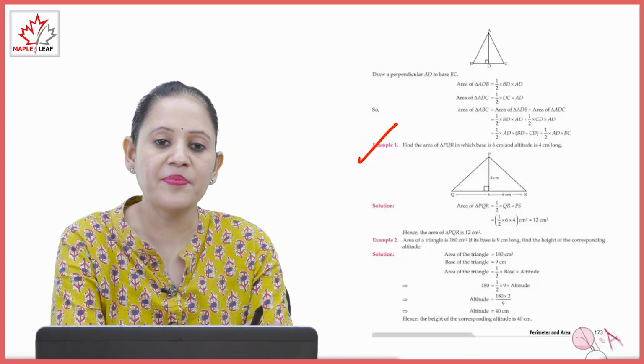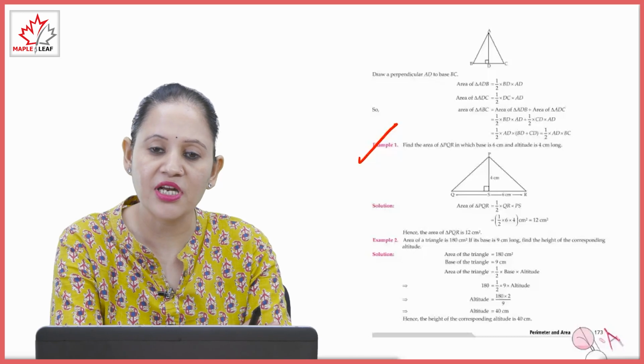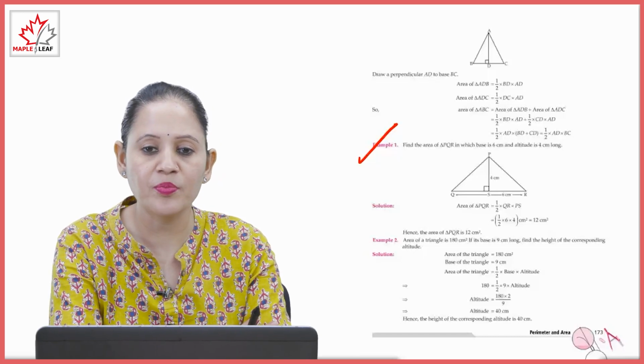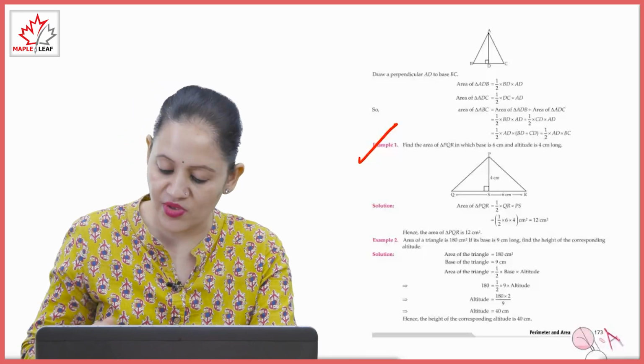Find the area of triangle PQR whose base is 6 centimeter and altitude is 4 centimeter. Base and altitude are given. We know the area of triangle equals 1 by 2 base into height. So we'll put the respective values. 1 by 2 into 6 into 4, that is 12 centimeter square.